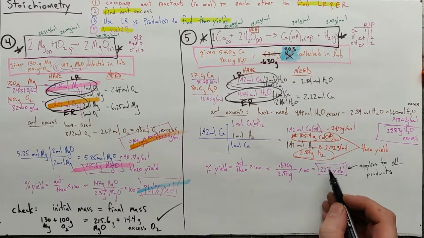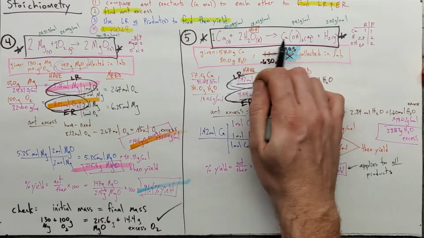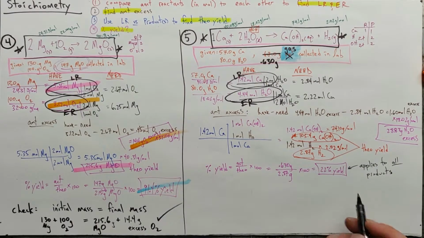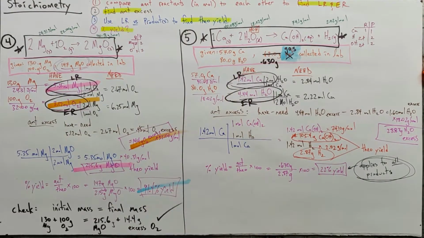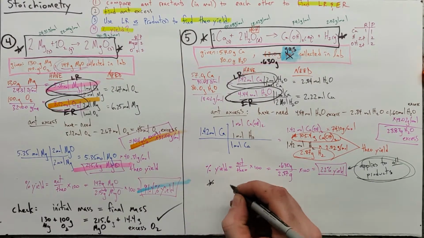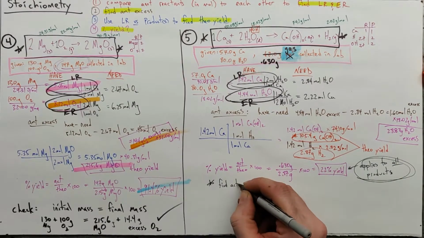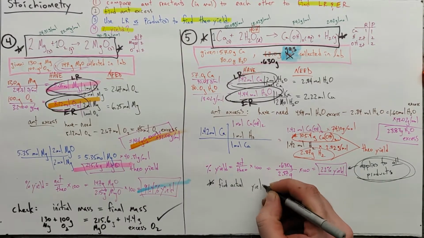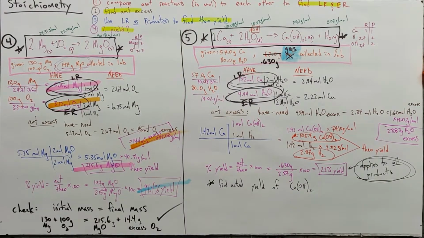Proportionally, 22% of the calcium hydroxide that could have been produced was produced because they came from the same place with a specific ratio. So this applies to all products, and we could use that to find out about our other product. And I didn't ask for it here, but we can mention it as a side note here. Find the actual yield of the calcium hydroxide. And there's a couple different ways we can do that.